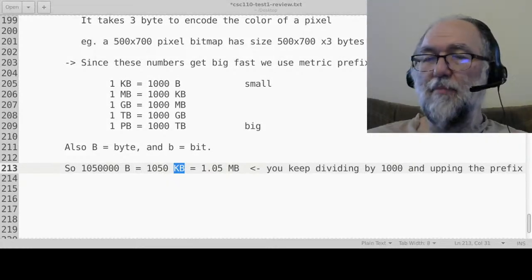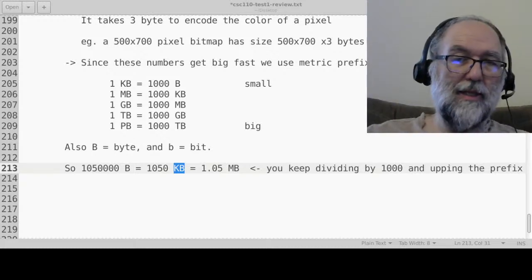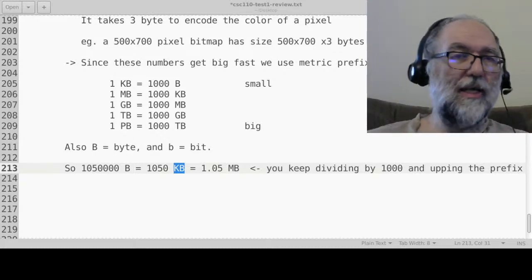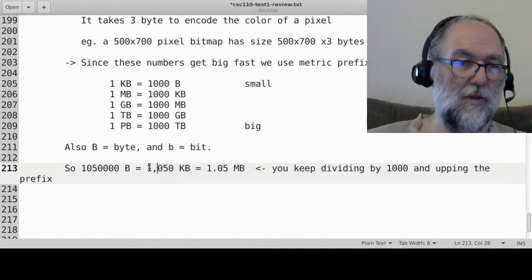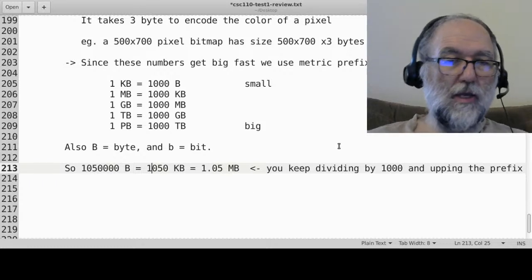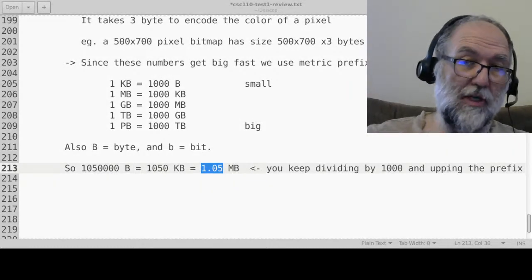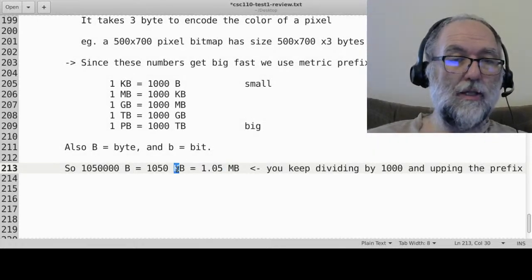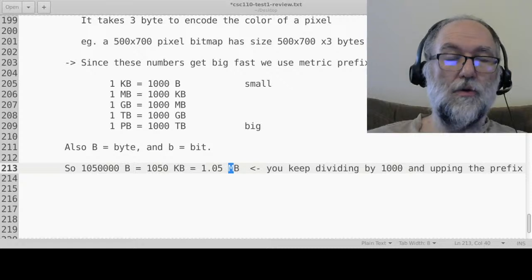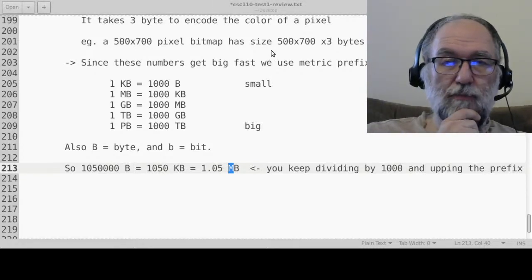But we're not done yet because you want to keep reducing the number until you're bigger than 1 but less than 1,000. So we could divide by 1,000 again, and every time you divide by 1,000, you move the decimal over 3, so the decimal is going to move to where that comma is. And so you get 1.05. But of course, if you divide the number by 1,000, you have to up the metric prefix by 1, and so you go from kilobyte to megabyte. So make sure you know how to do that conversion.